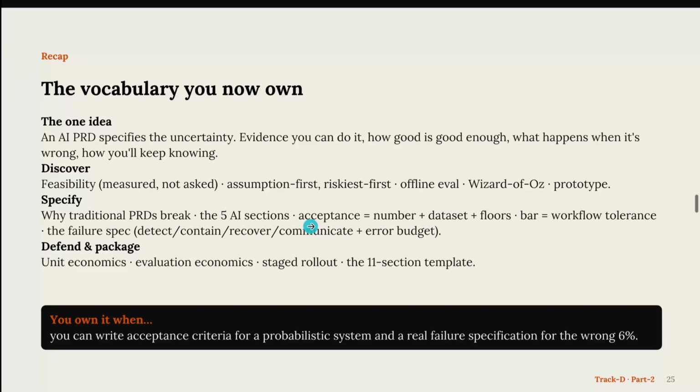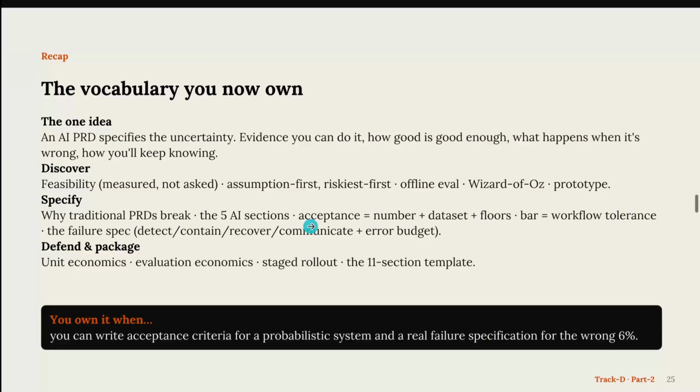How we write traditional PRDs is not how we write AI PRDs. There is a big difference between the two, and we looked at the 5 AI sections that you need to keep an eye on. Acceptance: we now know that it is a number plus dataset plus floor. The bar that we set tells us the workflow tolerance of the system. That's the quality bar that we are setting.